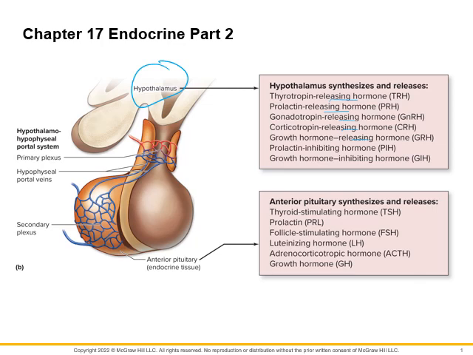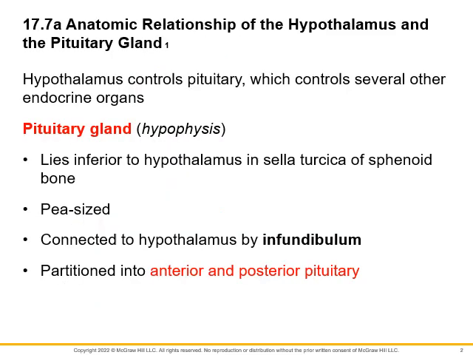And then we have the anterior pituitary and the posterior pituitary. So we'll talk about both of these sections of the pituitary, and we'll talk about which hormones are released from which section. So more words here to kind of explain the visual that we just looked at.